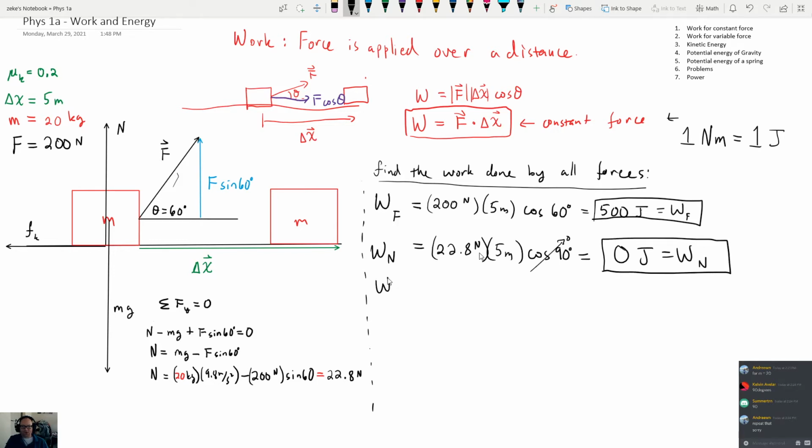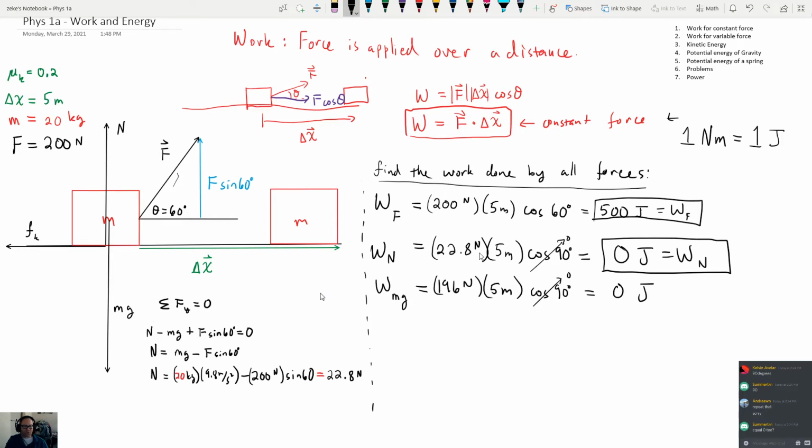Okay, what about the work done by the force of gravity? The work done by the force of gravity should be equal to 20 times 9.8. So the weight of this object should be about 196 newtons. Again, you multiply by 5 meters, and then we multiply by the cosine of the angle between the weight vector, which is down, and the displacement vector, which is to the right. So again, you get cosine 90, which is 0, so you get 0 joules. So both the normal force and the weight in this particular problem are not doing any work.